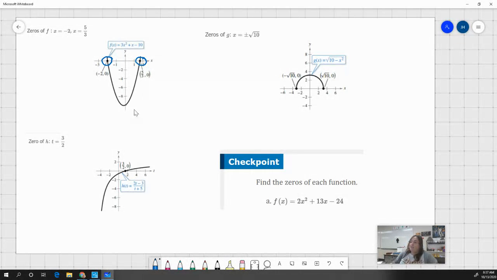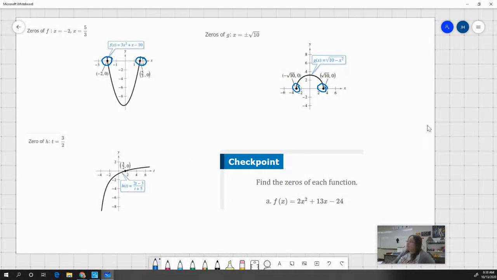This is the graph of that first equation, that parabola that we made. Your zeros are where we cross the x-axis. We came up with zeros of -2 and 5/3, right? And this is what they look like on the graph. Here, we had plus or minus the square root of 10, minus the square root of 10, plus the square root of 10. All we're talking about is where we're crossing these axes, right?